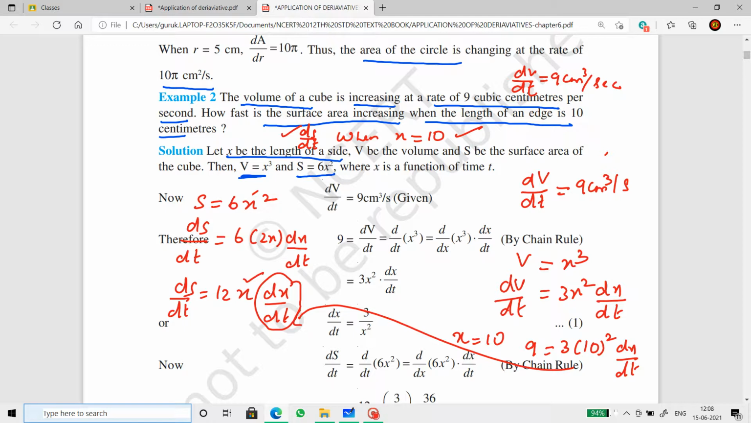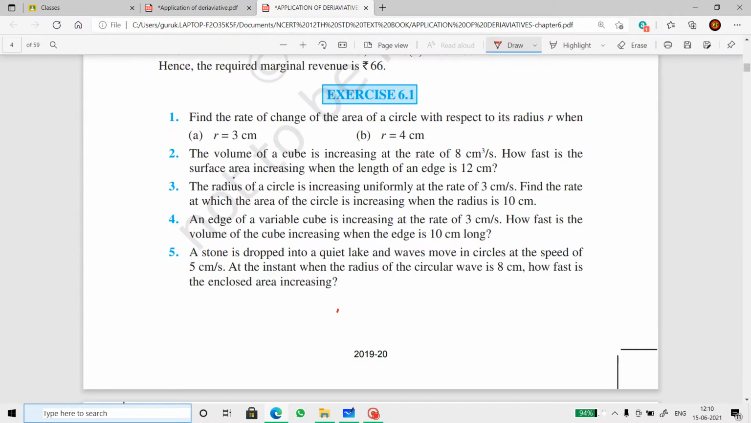So in the previous question, it was clearly said it was changing with respect to radius. Here they didn't say, so we have to differentiate with respect to time. When you differentiate with respect to time, obviously the side will also change. So the rate of change of side, we take it from the rate of change of volume. Understood?